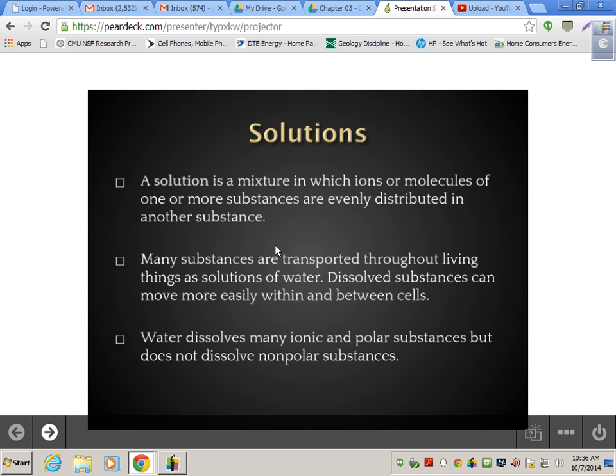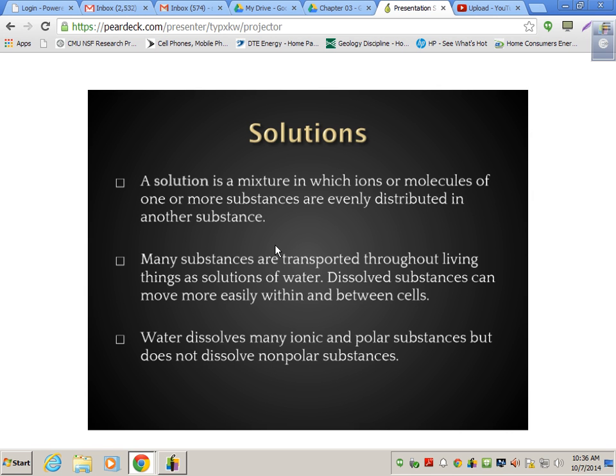So this leads to solutions, putting things in water. A solution is a mixture in which ions or molecules of one or more substances are evenly distributed into another substance. Salt water, right? That's a mixture, that's a solution.